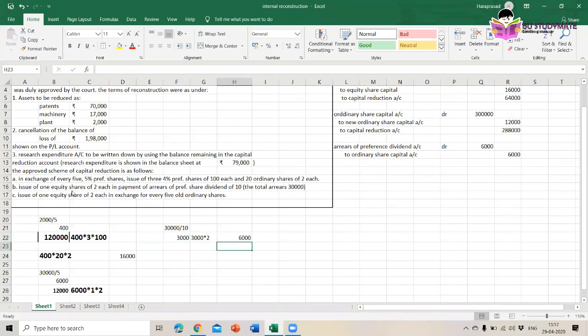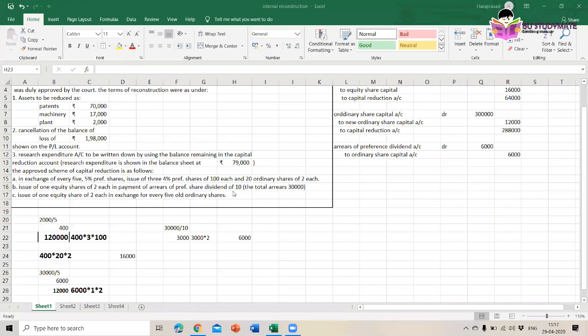Yeah, this is the second one only. Issue of one, this preference dividend arrears. Here it is saying that preference dividend arrear is how much? That is, they have not given the preference dividend amount. So preference dividend amount is 30,000 rupees. For that 30,000 rupees they have some preference shares, but they have not mentioned here how many preference shares are there.